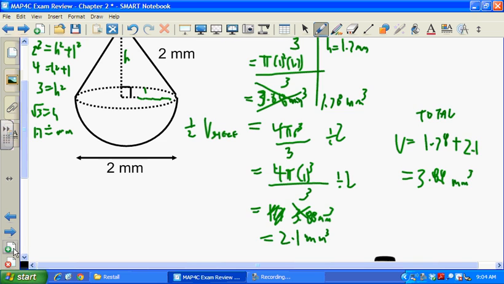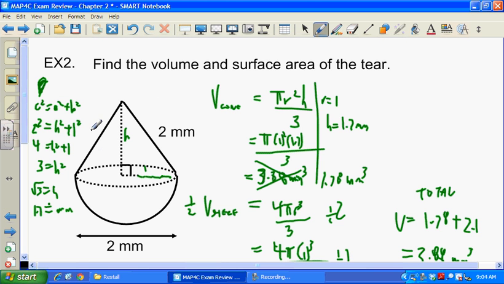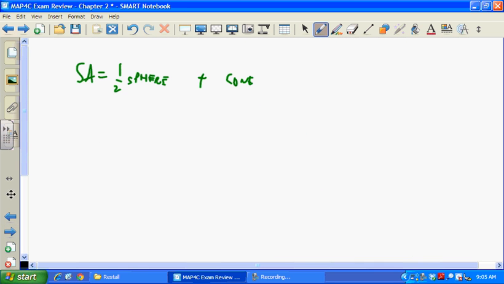For surface area, I don't have enough room. I'm going to make a new page here. Surface area is actually a little bit easier because it's a half sphere plus a cone part, right? Now, if you look straight off your formula, the formula for a cone has this circle on it too, but we don't need to find the area of the circle, right? So it's just the curved part. And you kind of have to know your formulas so you know what the curved part is. So the cone curved part, not the circle. So I'm going to do those separately.